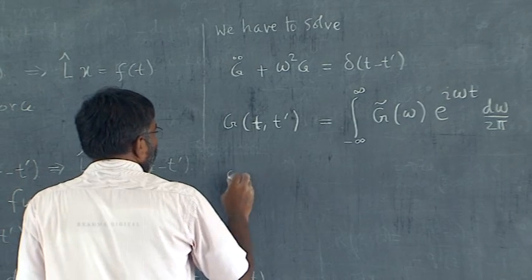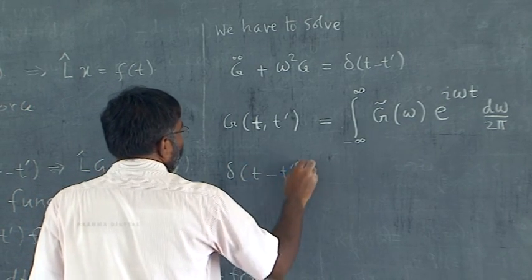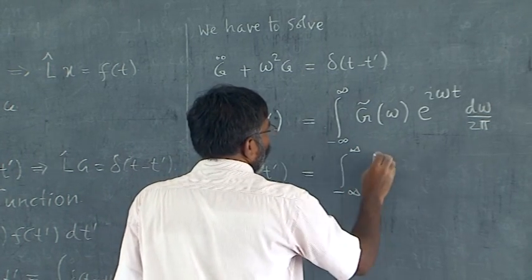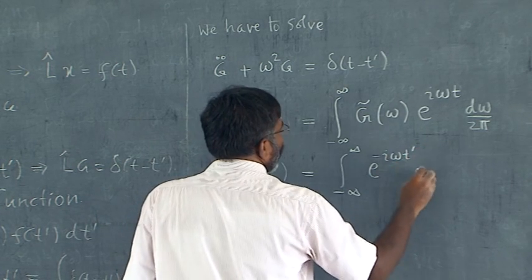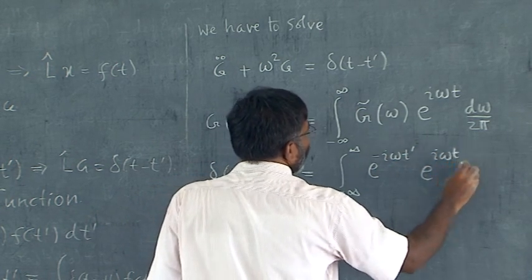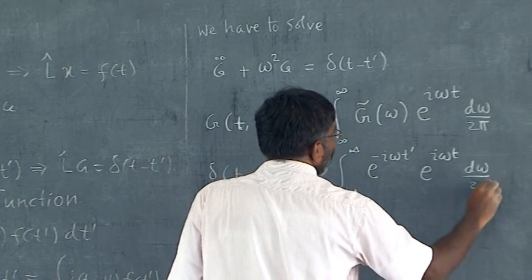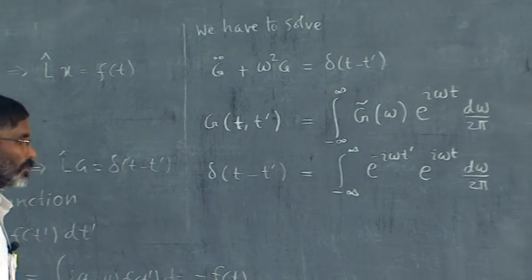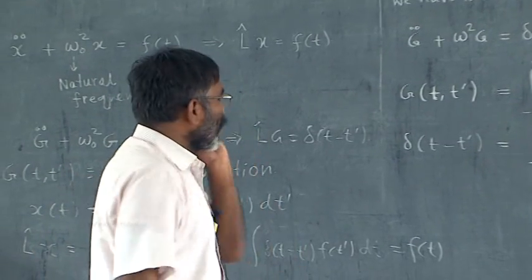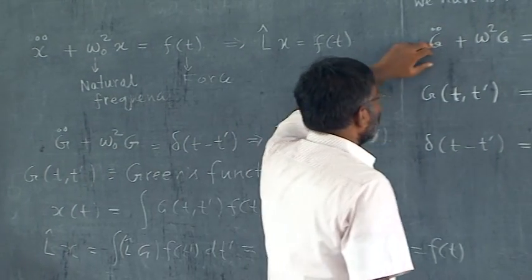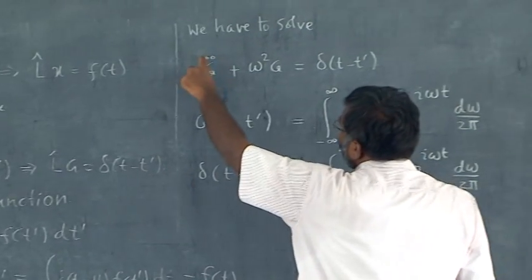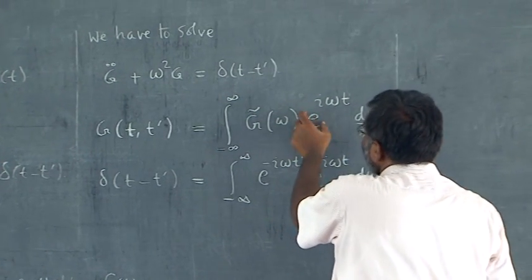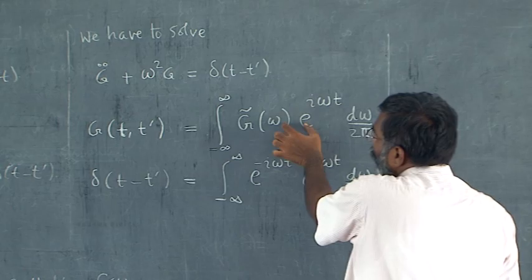And you can write down delta of t minus t prime as the integral from minus infinity to infinity of e to the power minus i omega t prime into e to the power i omega t d omega by 2 pi. So this becomes the Fourier transform of delta t minus t prime. If I substitute this in this equation, remember this is the second derivative with respect to time, so it will act only on this quantity. Substituting that, I will get i omega and i omega, giving minus omega squared.